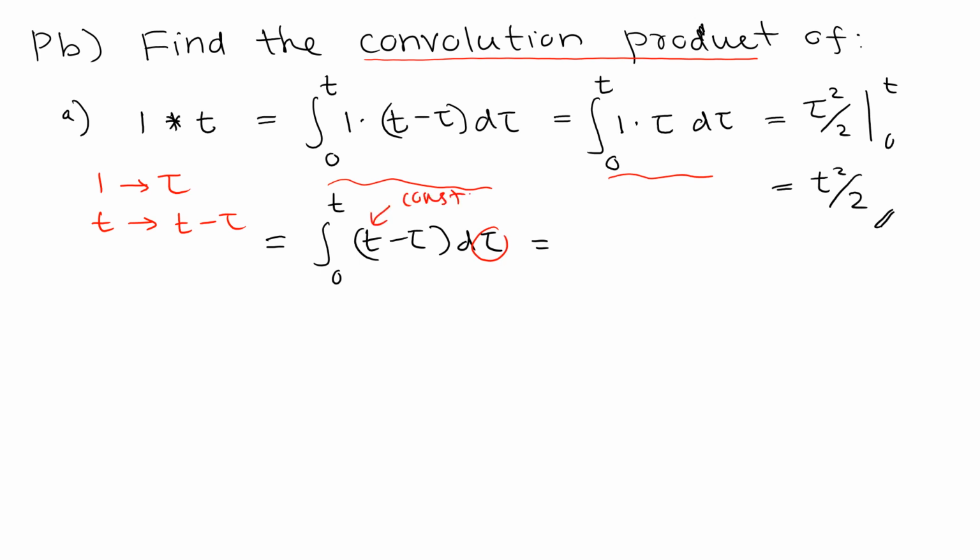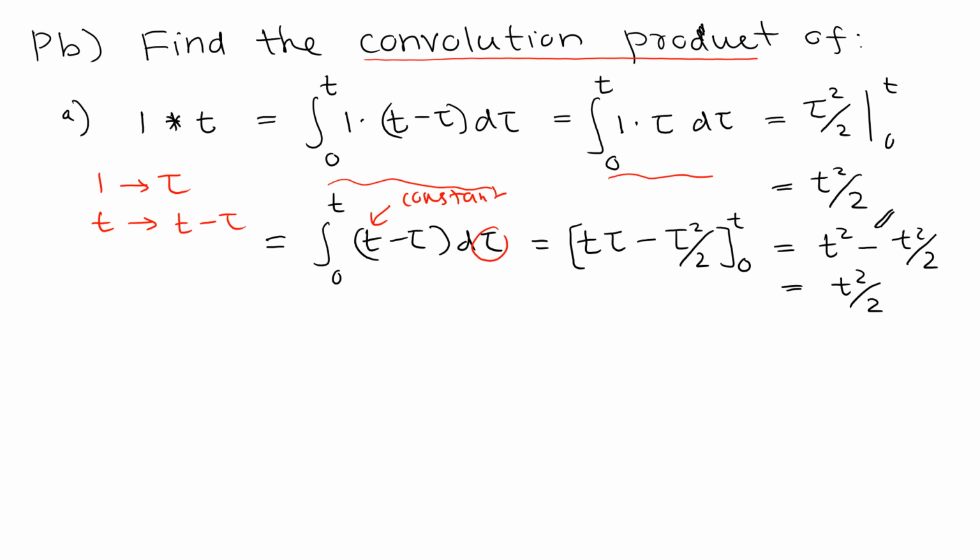In this case, t acts like a constant. So it's a constant, and how to integrate? You can see that it's going to be t tau minus the second one, tau squared over 2, and then that's the integral, and then you can evaluate at t and 0. When you plug in 0, it is 0. When you plug in t, you get t squared minus t squared over 2, which is t squared over 2.